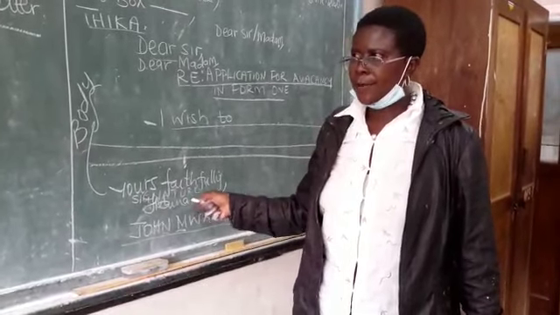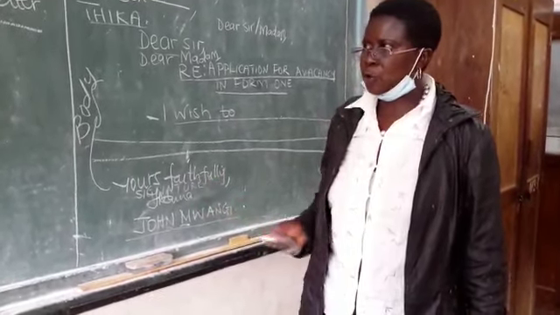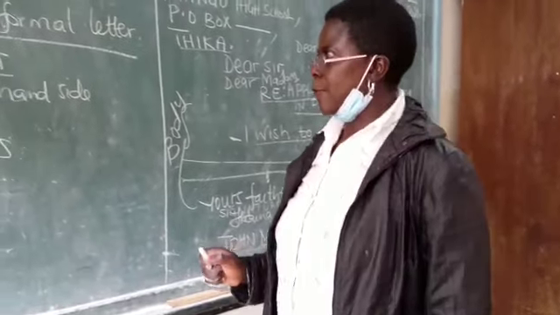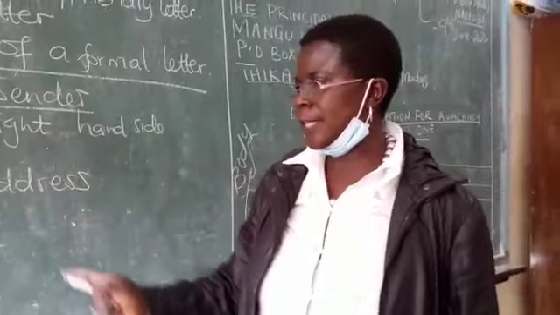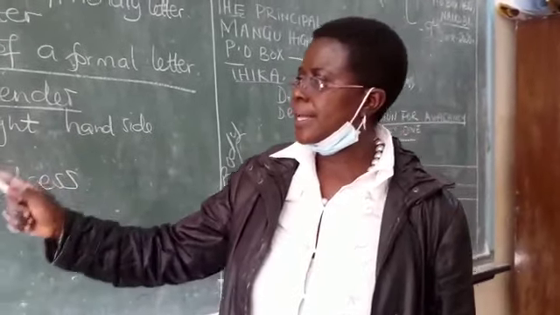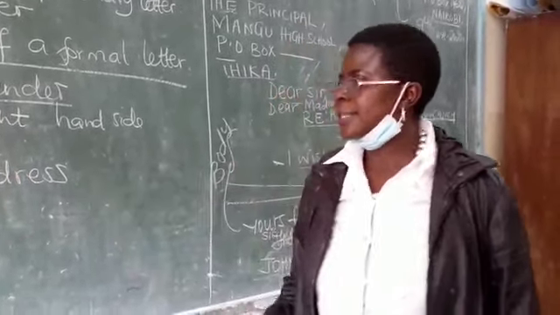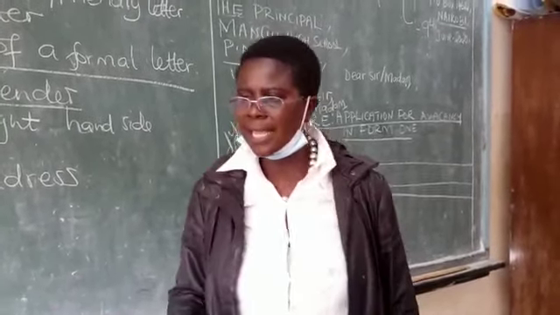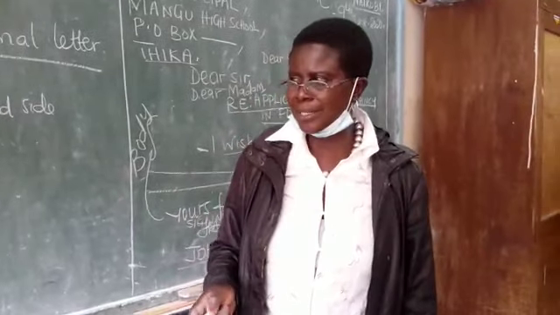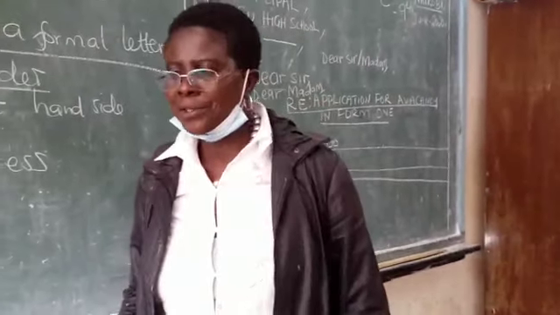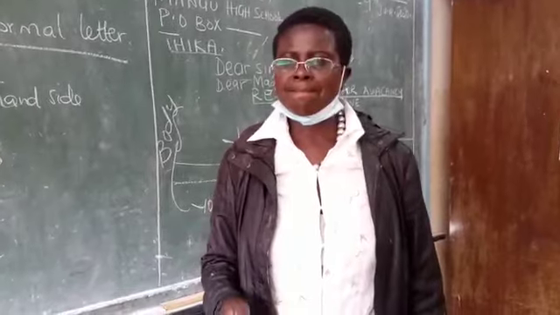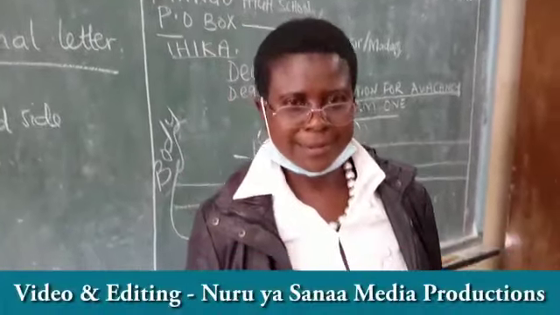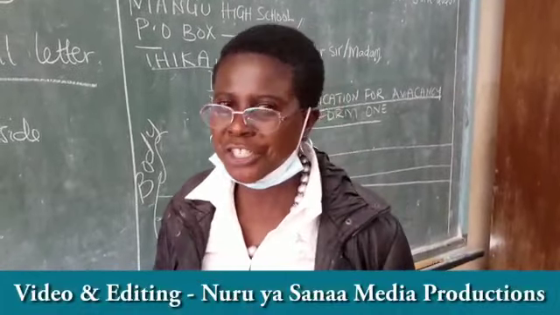So children, remember today we have learned how to write a formal letter. Remember very well the parts of the formal letter: the address of the sender, the date, the recipient's address, the salutation, the reference, the body, and the ending. So your assignment today, children, is to write for me a letter looking for a vacancy in Form 1 for the school of your choice.